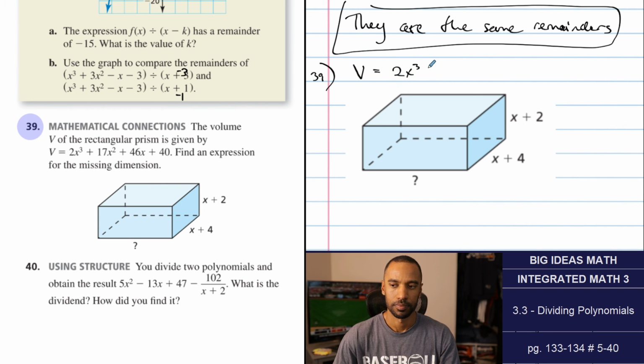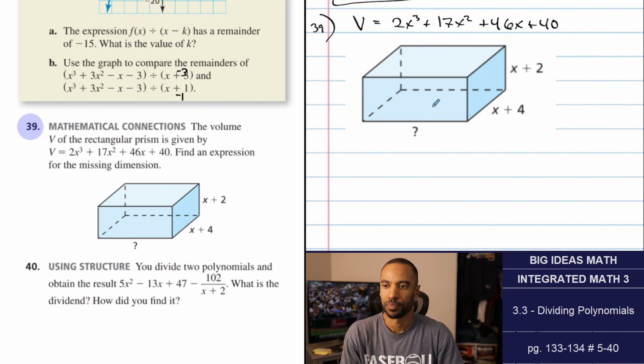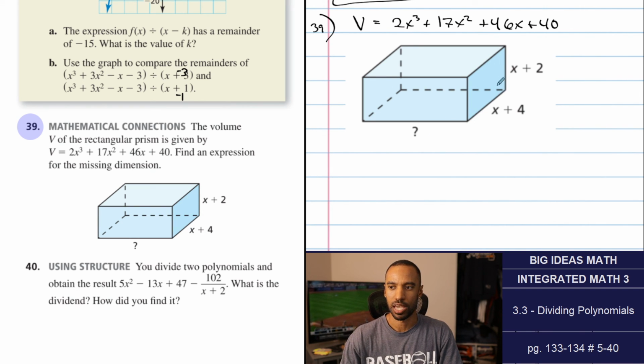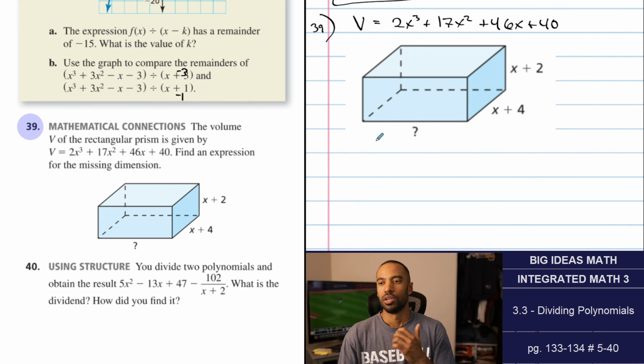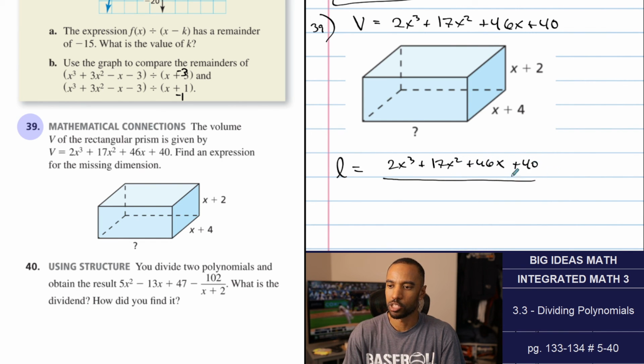Here's your volume. I probably have a preference, but actually, I don't know which one I'd prefer. You'd have to understand both of them. Okay. Volume is length times width times height, right? So this thing equals this times that. If we divided these two out from there, then we would get this length. So what we have to do is say length equals the volume divided by x plus 2 and x plus 4 when they're multiplied, right? X plus 2 times x plus 4.